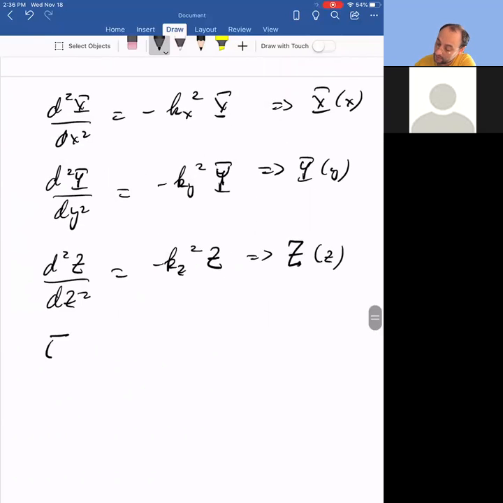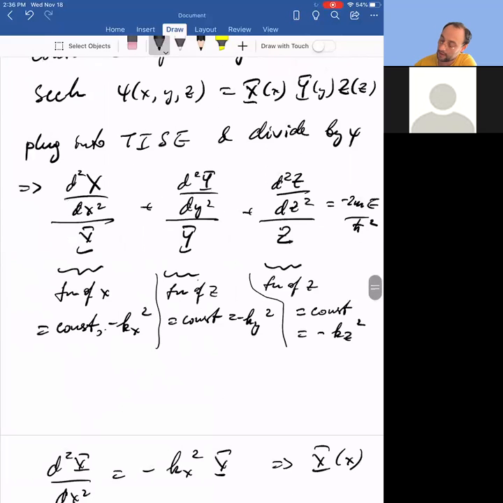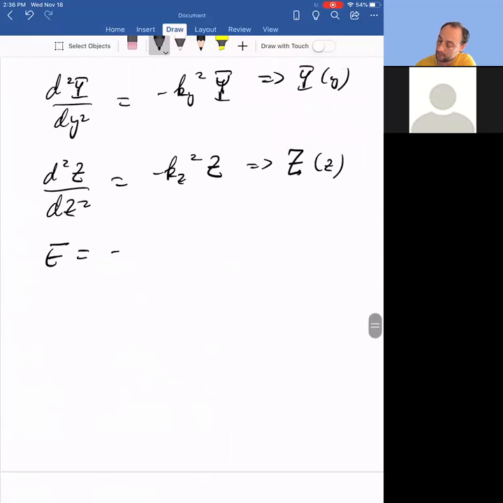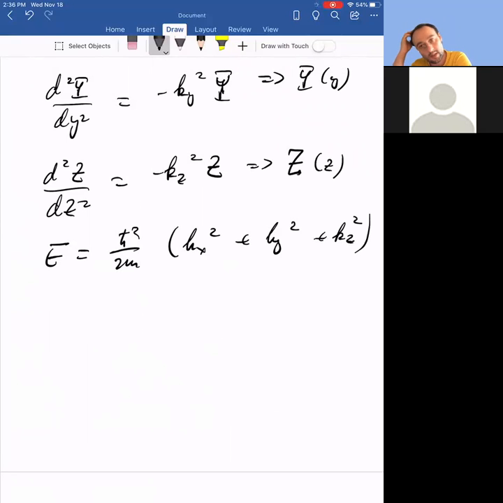Now these are constants, and the energy will be given by, the minus signs cancel out, so you get h bar squared over 2m times kx squared plus ky squared plus kz squared. We will come back to that in a second.